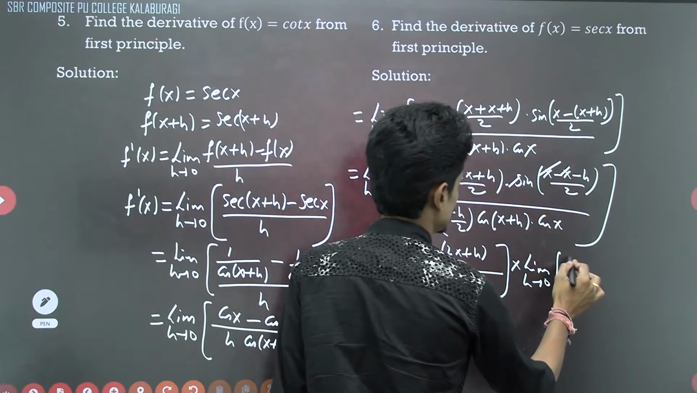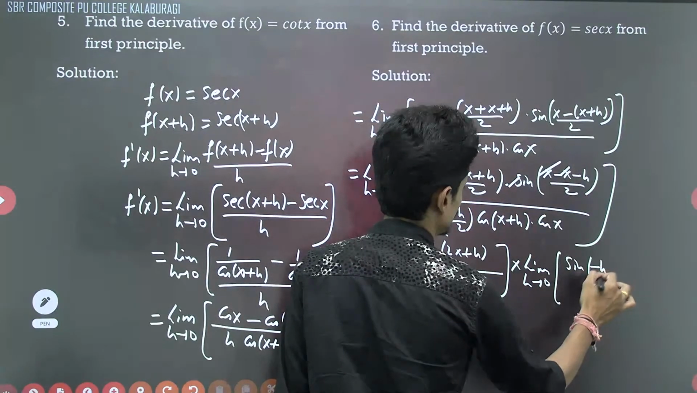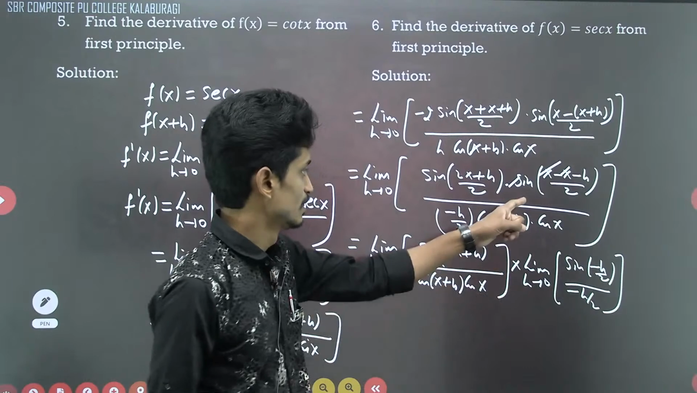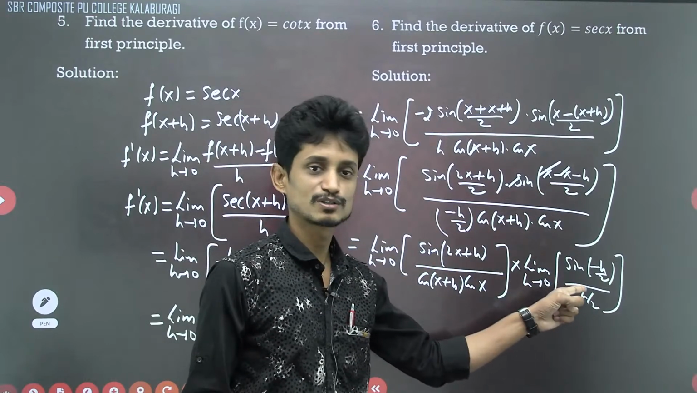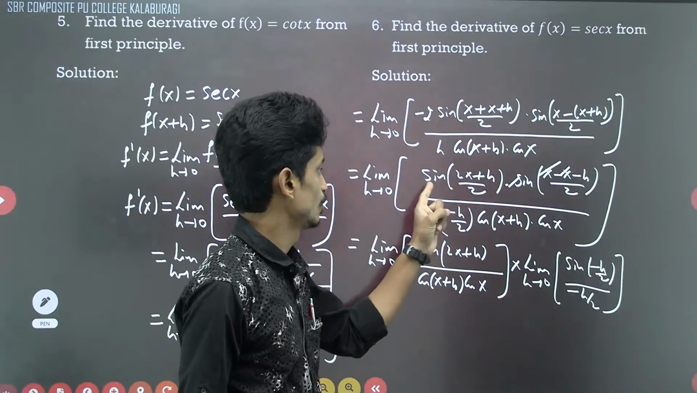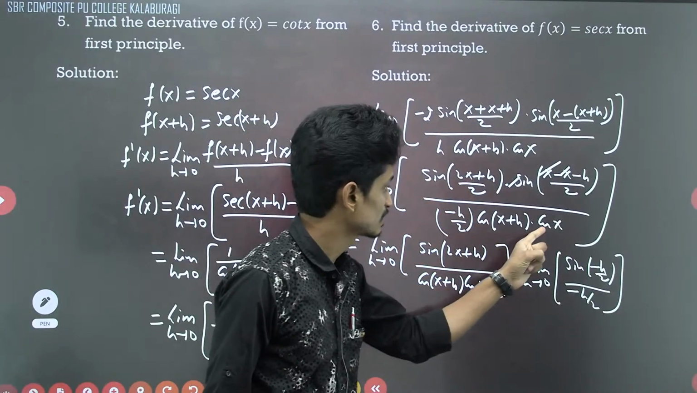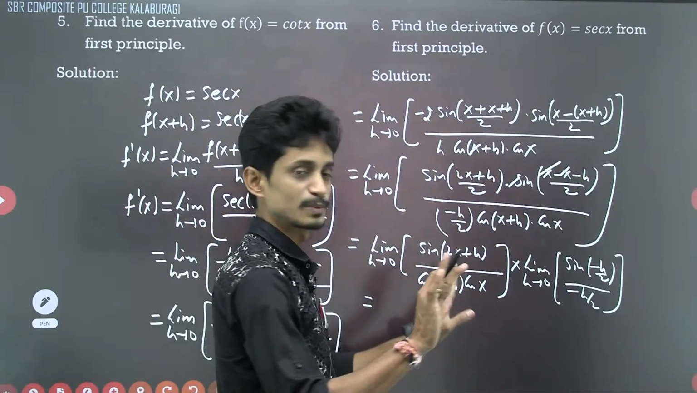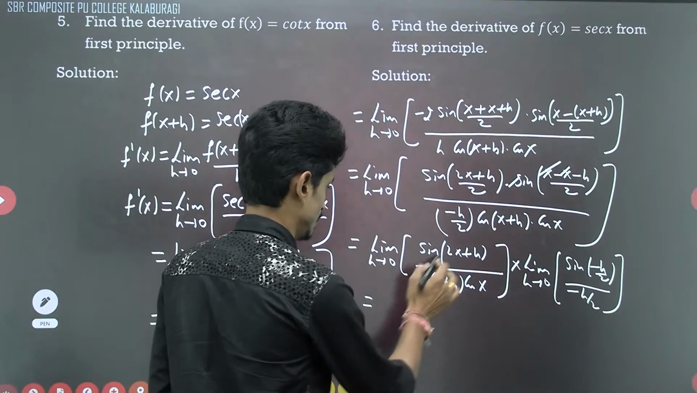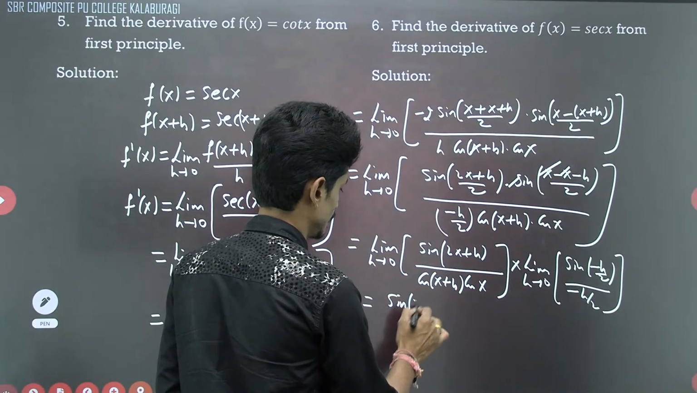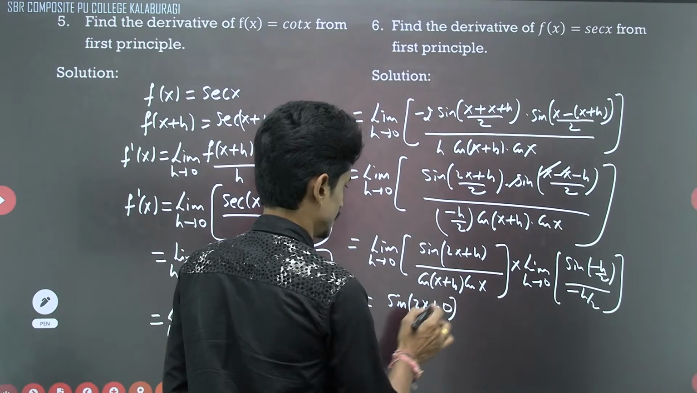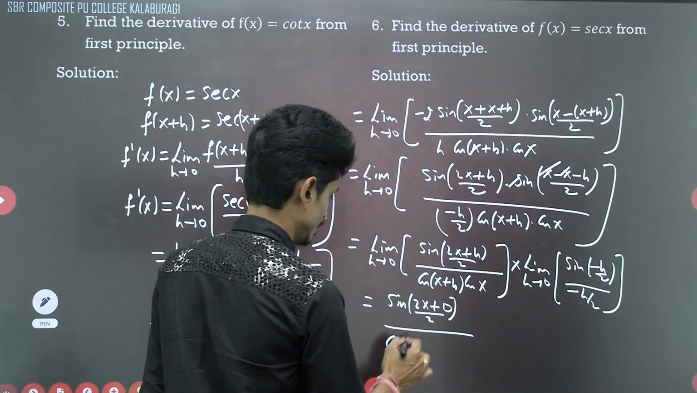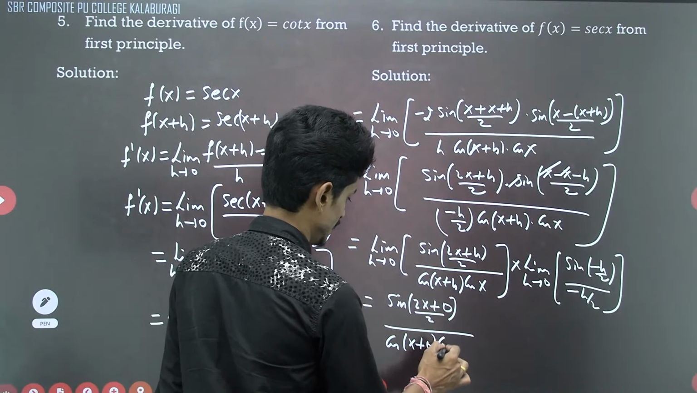This side what remains? Sine of minus h by 2, and however I have minus h by 2. Look at this one: sine of minus h by 2 by minus h by 2 I have considered as one function. Remaining all, sine of 2x plus h by 2 by cos of x plus h into cos x, I treated as another function. Now we can substitute. Totally it has become free from indeterminate form. So that will be sine of 2x plus 0, clear, by 2 also there, divided by 2, whole divided by cos of x plus 0 into cos x.